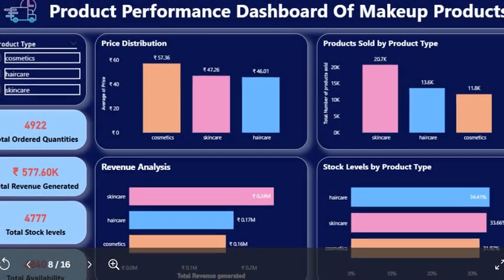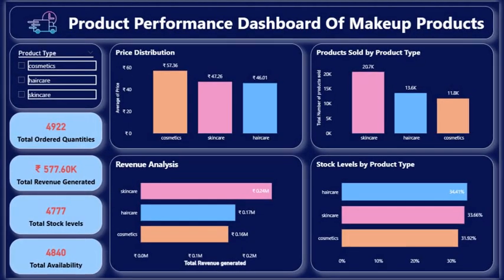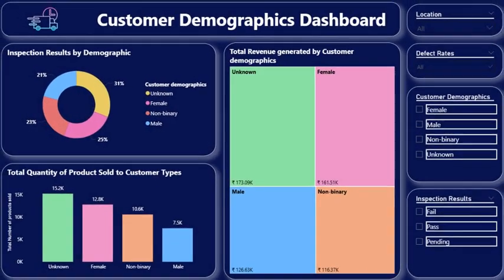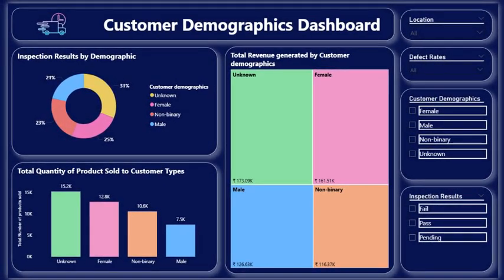Moving forward with another dashboard, the product performance dashboard of makeup products, which has three products: cosmetics, skincare, and hair care, and all these three products are shown through different colors like orange, pink, and blue respectively. Here the bar chart shows the revenue analysis, products sold by product type, stock levels by product type, and price distribution.